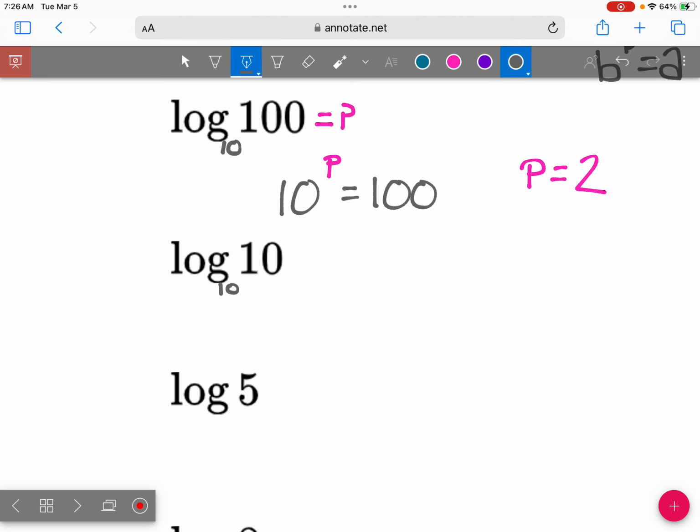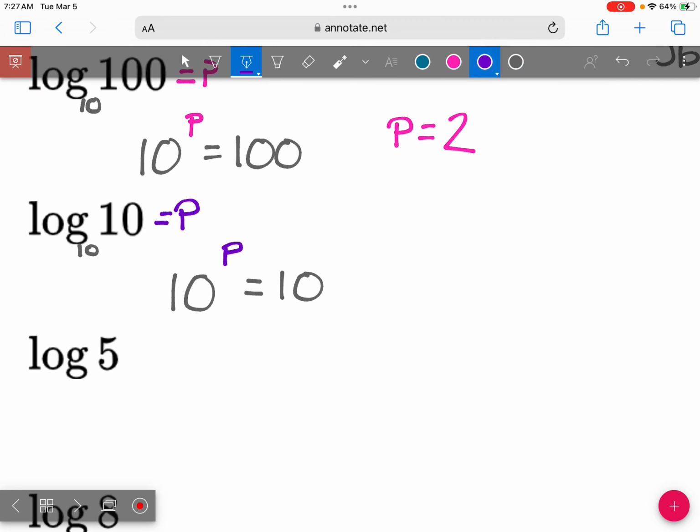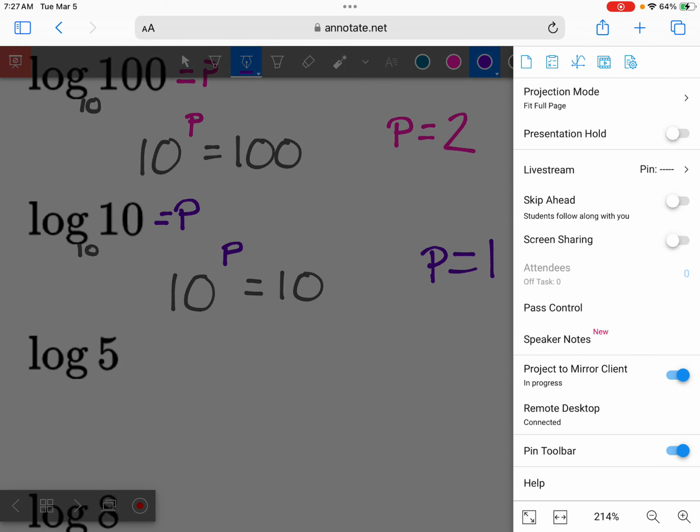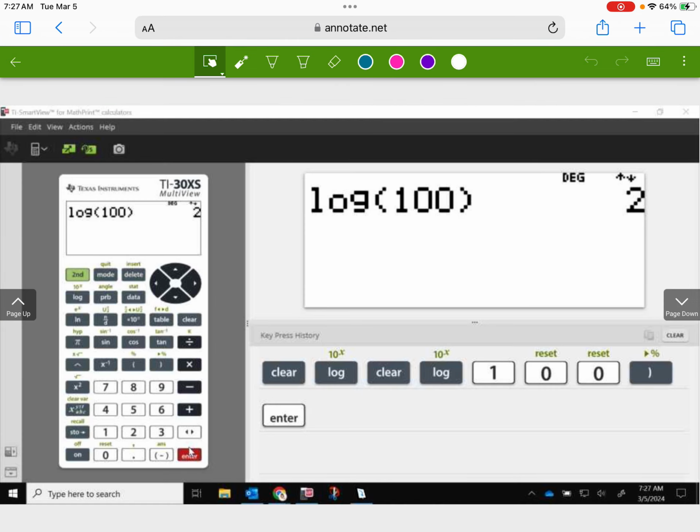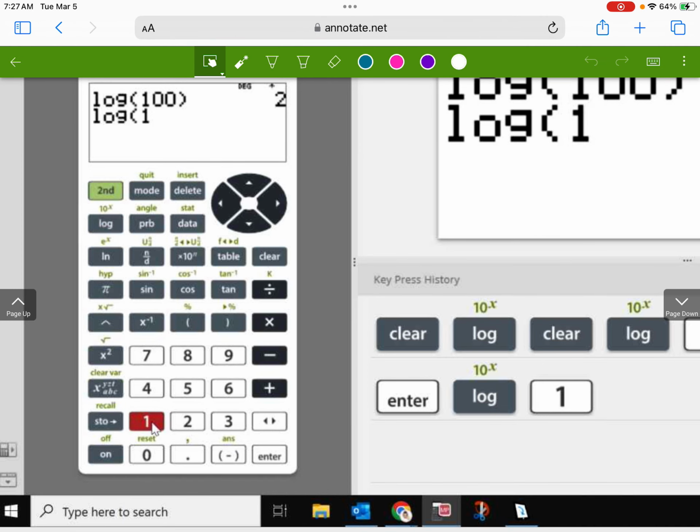Same thing down here. We're going to have log base 10 of 10, or common log of 10. If we switch this around to try and do it the old school way, we can do this one. We're going to have 10 to some power equals our argument of 10. So what does that power have to be? 1. Or we can go over to the calculator and go log of 10, and it's going to spit out a 1.